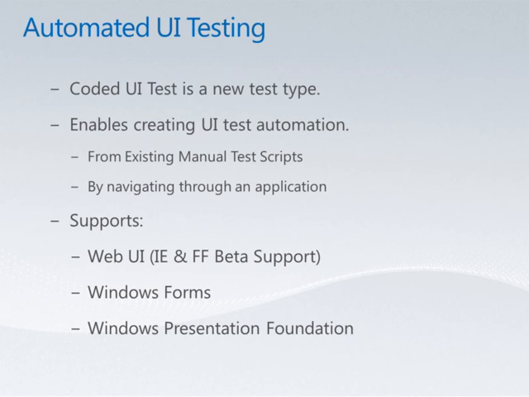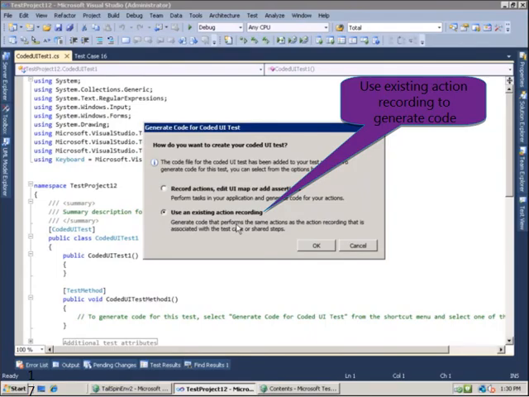So I could just open up an application, turn on the recorder, and have it start keeping track of all of my steps to build an automated UI test for me. It'll support web UI, so IE and Firefox. It'll support WinForms. It'll support WPF. And there's a feature pack that came out just a couple of months ago that adds support for Silverlight 4 as well. One of the things I'll be demoing today is what this looks like.